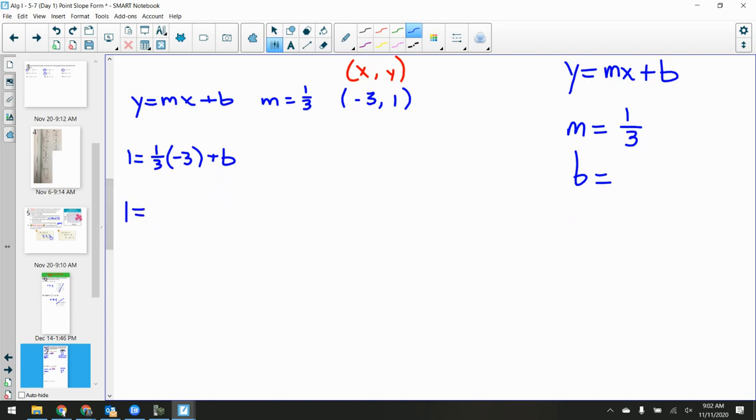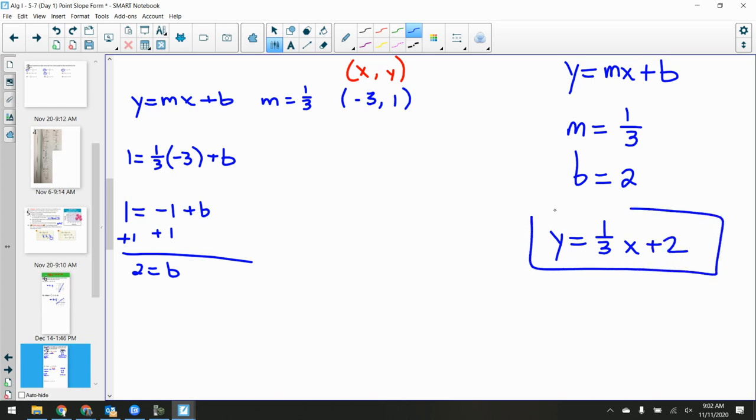So 1 is equal to, what's 1/3 of -3? -1. 1/3 times -3 is -1. I add the 1 over to the other side. So 2 is my b value. Again, all prep work. For my final answer, y is equal to 1/3 x plus 2. That is my answer. Once you find your m and your b, m was given to us, you plug it in. Why don't you go ahead and try the last one there?